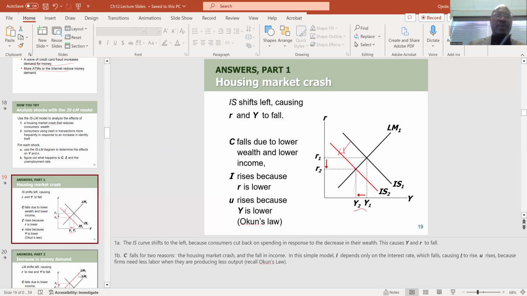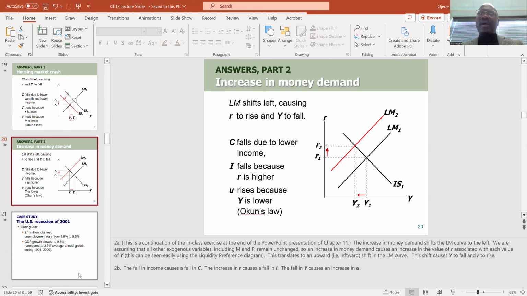We can also analyze the impact of a credit card fraud, which leads to consumers using more money more frequently in transactions. Credit card fraud, as we talked about, is going to shift the money demand curve to the right, but shifts the LM curve to the left. So that's going to lead to a decrease in income, real GDP, and an increase in interest rates.